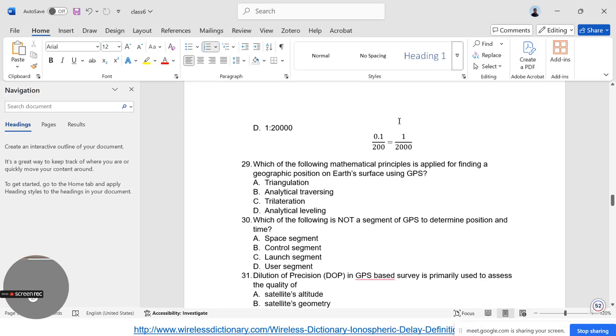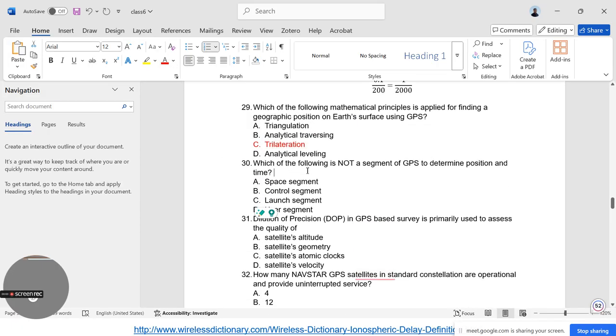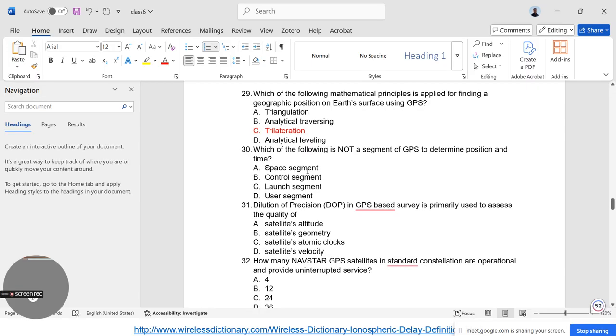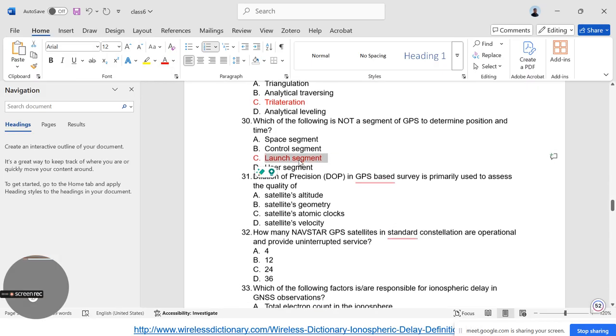Which of the following mathematical principles is applied for finding a geographic position on Earth's surface using GPS? So this is known as, yeah, trilateration. Yes, that is right. Which of the following is not a segment of GPS to determine position and time? So which is not a component of GPS? Yes, true. There is nothing like a launch segment.